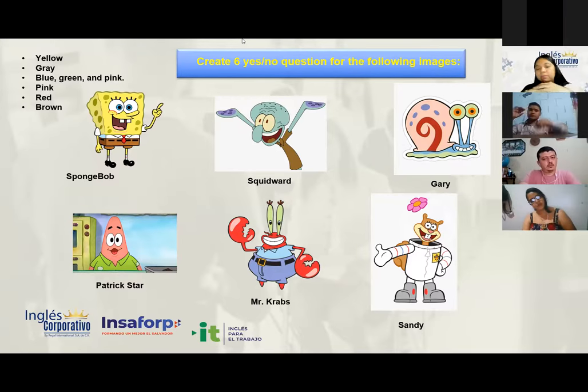Esa es la forma afirmativa, pero para la forma negativa es, digamos, "Is SpongeBob blue?", un ejemplo, ¿verdad? Entonces ahí van a escribir: No, he's not, respondiendo la pregunta en negativo. Correct. Okay, ya más o menos lo entendí porque se me había desactivado el internet. Mis compañeras me están tratando de explicar. Gracias. Thank you.